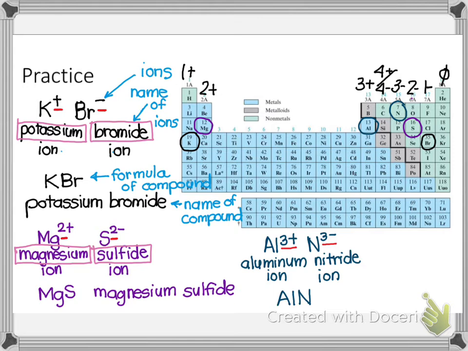And then when you name it, remember, ionic compounds, you just name the two ions. So this is aluminum nitride. Oops, okay, I got it. When I change colors, there's always a little pause.